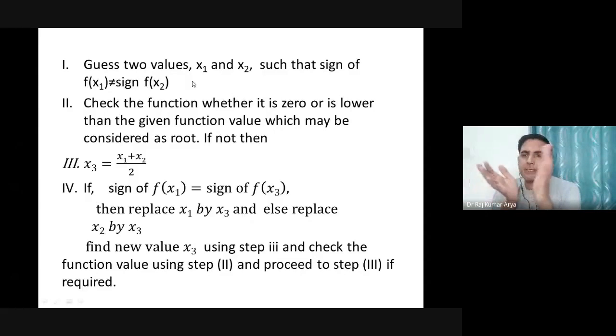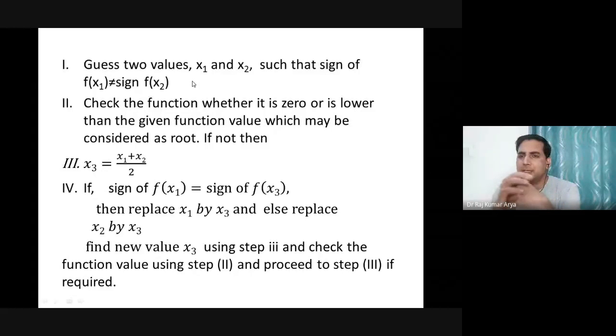What function value can be treated as a root should come from your wisdom or analysis of the problem. Let's say you are calculating fugacity. Fugacity of a gas is of the order of 10 to the power minus 3, minus 5, something. So if your tolerance is just minus 5, you are totally making an error. Correct or not? So you have to define your tolerance based on the nature of the problem.